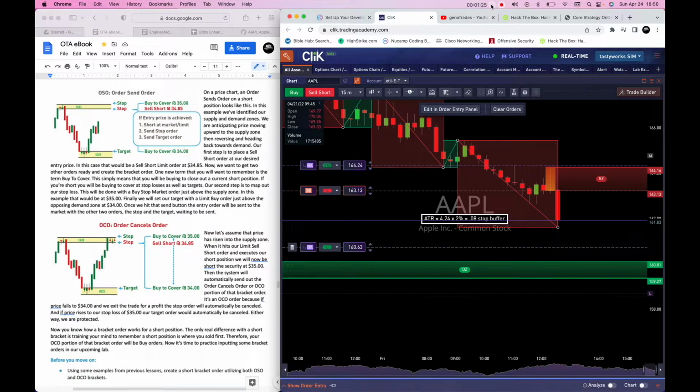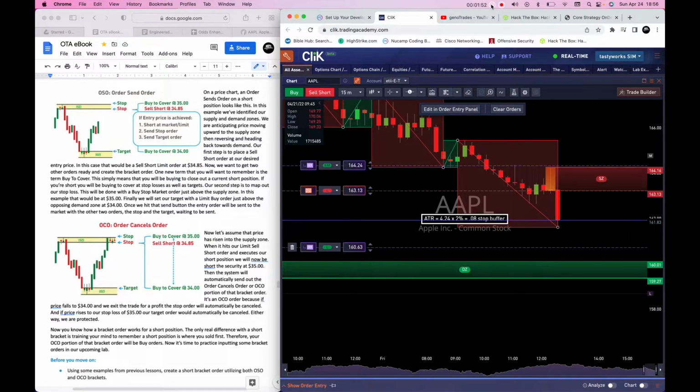On a price chart, an order sends order on a short position looks like the example in the upper left-hand corner. In this example, we've identified our supply and demand zones. We are anticipating price moving upward to the supply zone, then reversing and heading back towards demand. Our first step is to place a sell short order at our desired entry price.